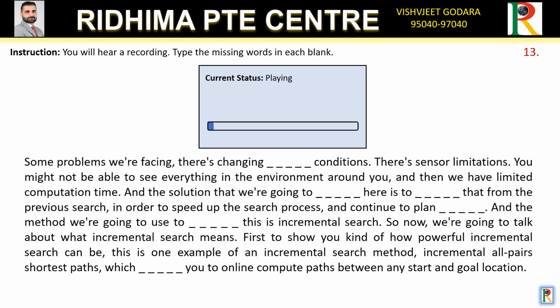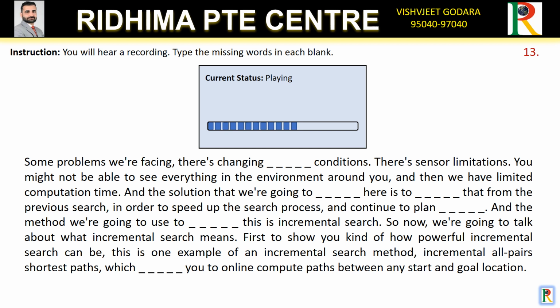So the problems we're facing: there are changing environmental conditions, we have sensor limitations, you might not be able to see everything in the environment around you, and then we have limited computation time. The solution that we're going to explore here is to reuse data from the previous search in order to speed up the search process and continue to plan optimally. And the method we're going to use to accomplish this is incremental search.